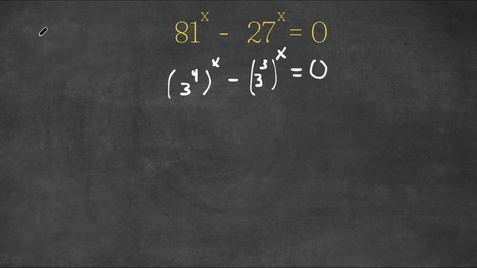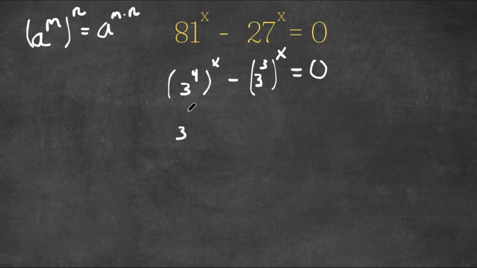Now, if we have something in the form a to the power of m to the power of n, this is actually equal to a to the power of m times n. Meaning 3 to the power of 4 to the power of x would equal 3 to the power of 4 times x, or we could also write that as 4x.